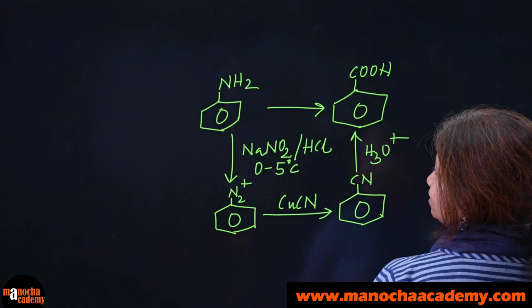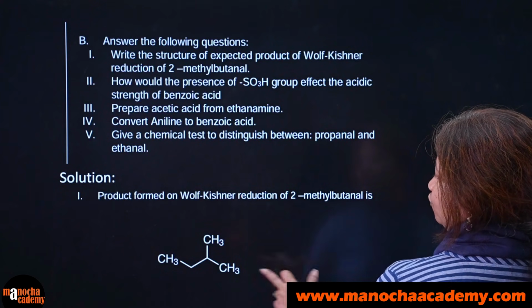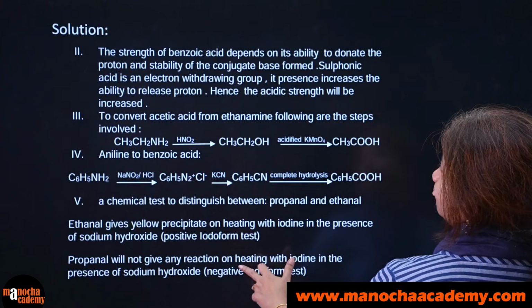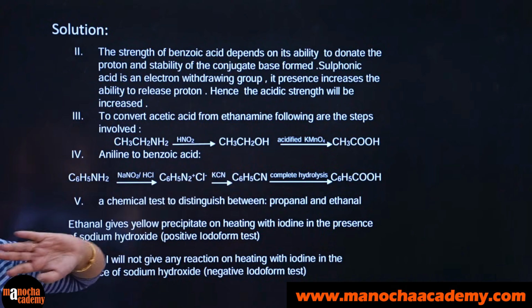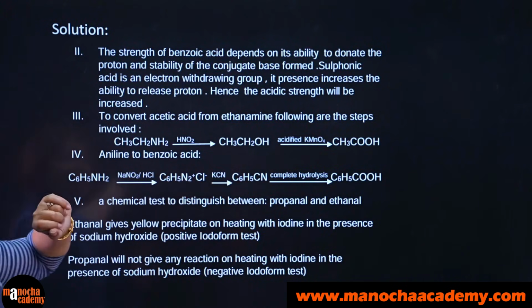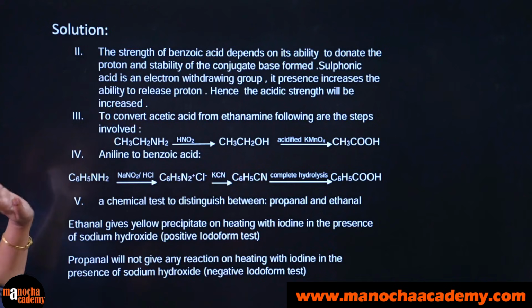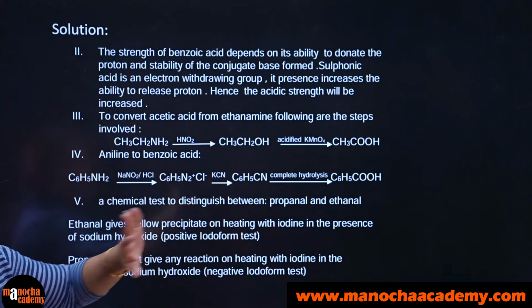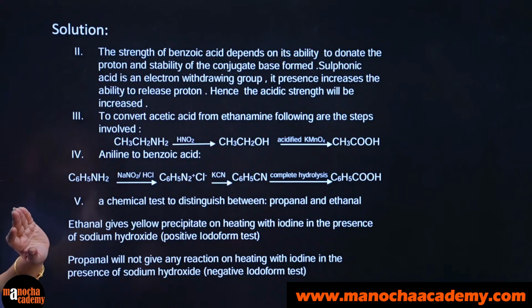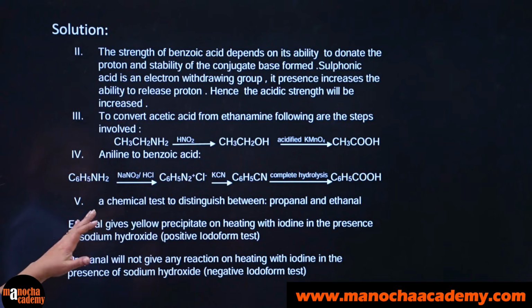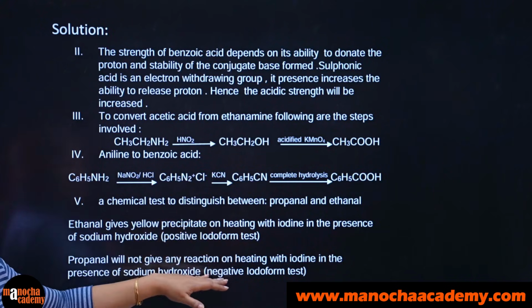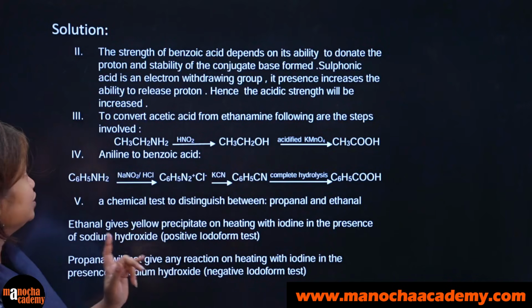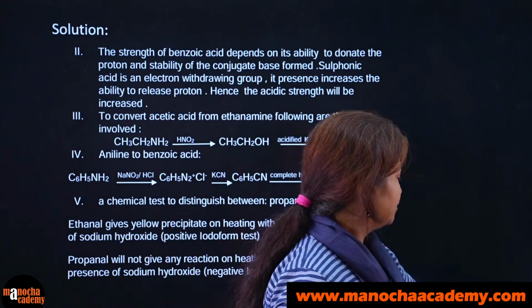We'll check the answers. Have a look. Wolff-Kishner, I told you it's an alkane. Then let me see the conversion, what they have done. Yes, they have done the same thing. You can use any common oxidizing agent. And this one, electron withdrawing group given. This also is the same thing. Yes, here iodoform test, yellow precipitate with iodoform test, this doesn't give. That's all with the question number 31.